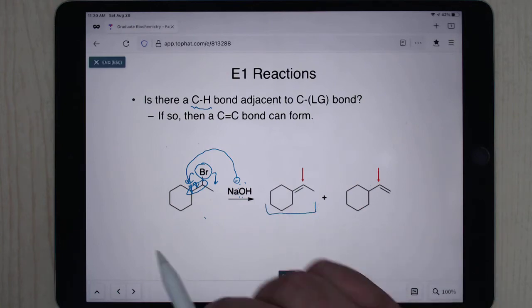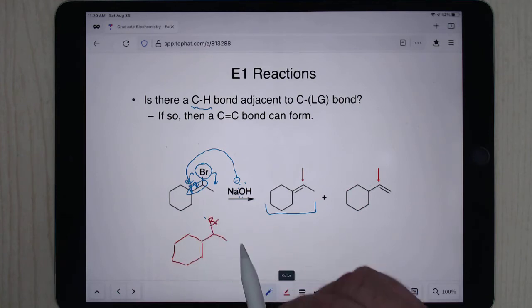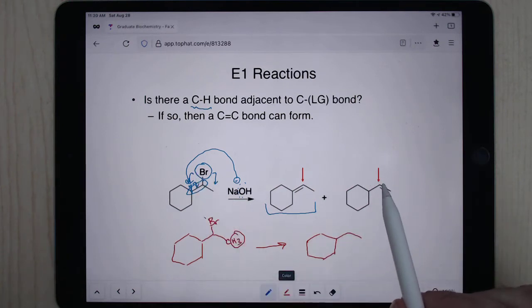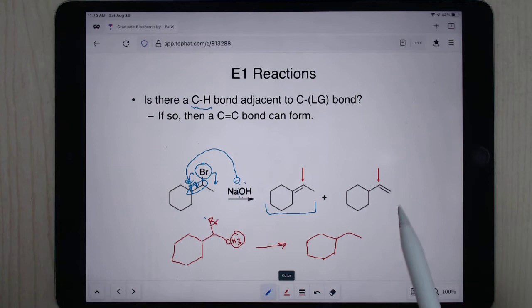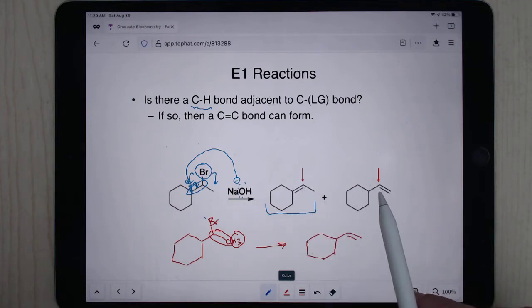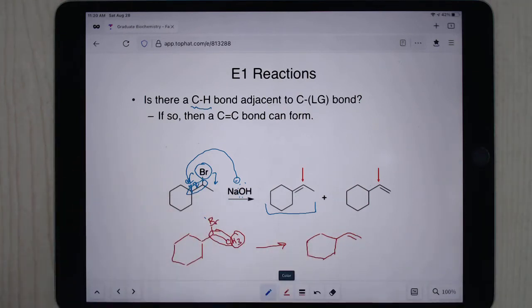If instead we were going to look on the other side, well, there's at least one CH bond on this side. That means that we can make a double bond on the other side of where that leaving group is. So we're going to make it here because we're reacting between these two carbons. You can sort of see this is where I've highlighted here. That's where the original leaving group is, and so we've reacted on one side and we've reacted on the other, because both sides had CH bonds available.